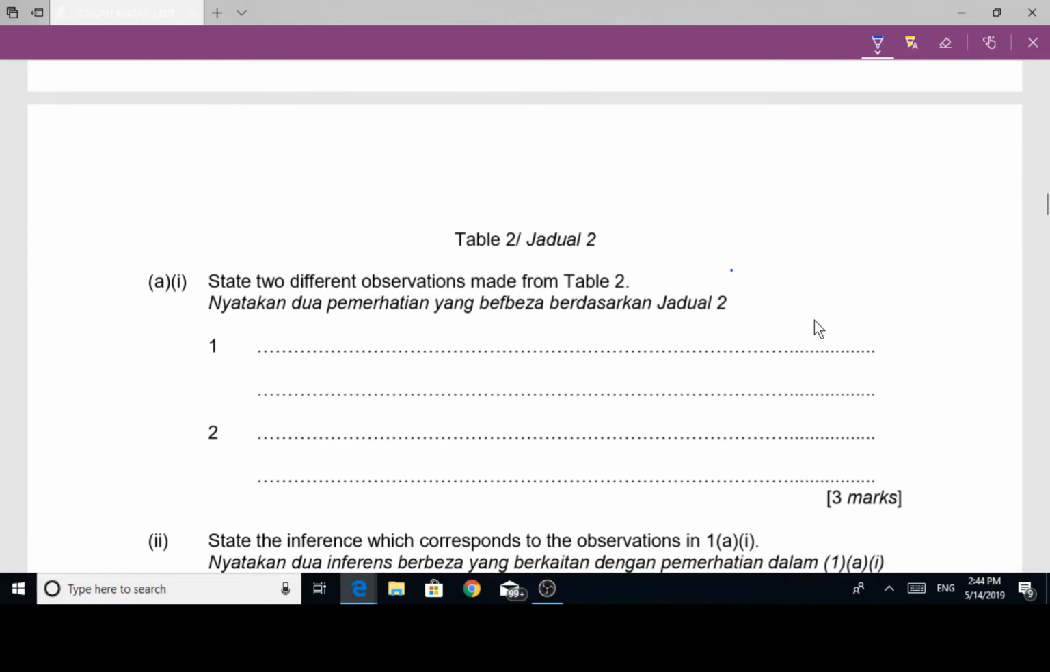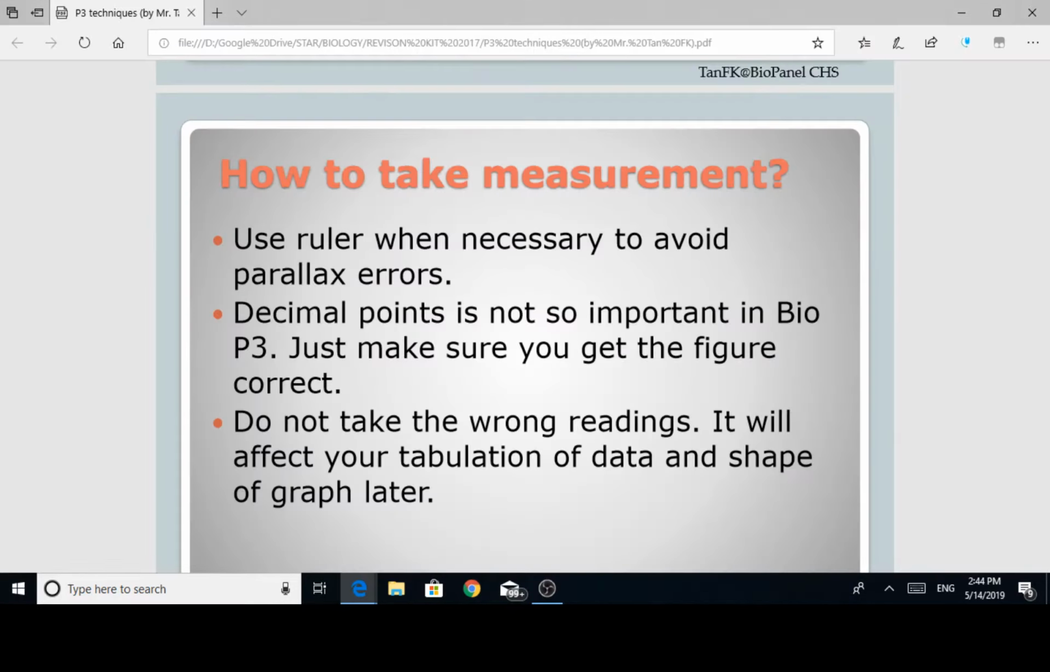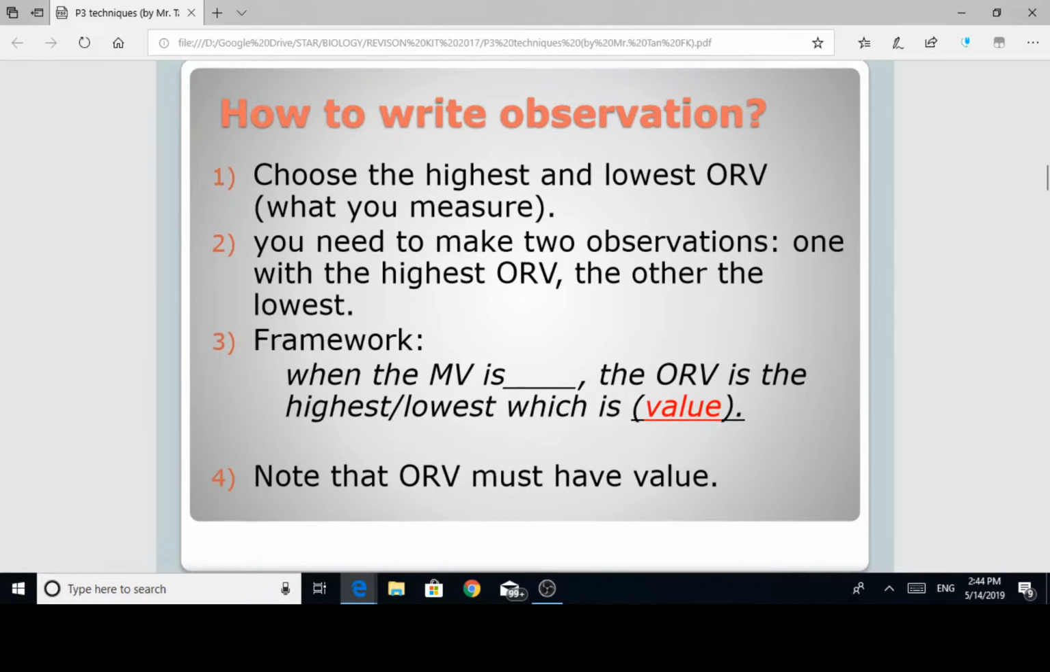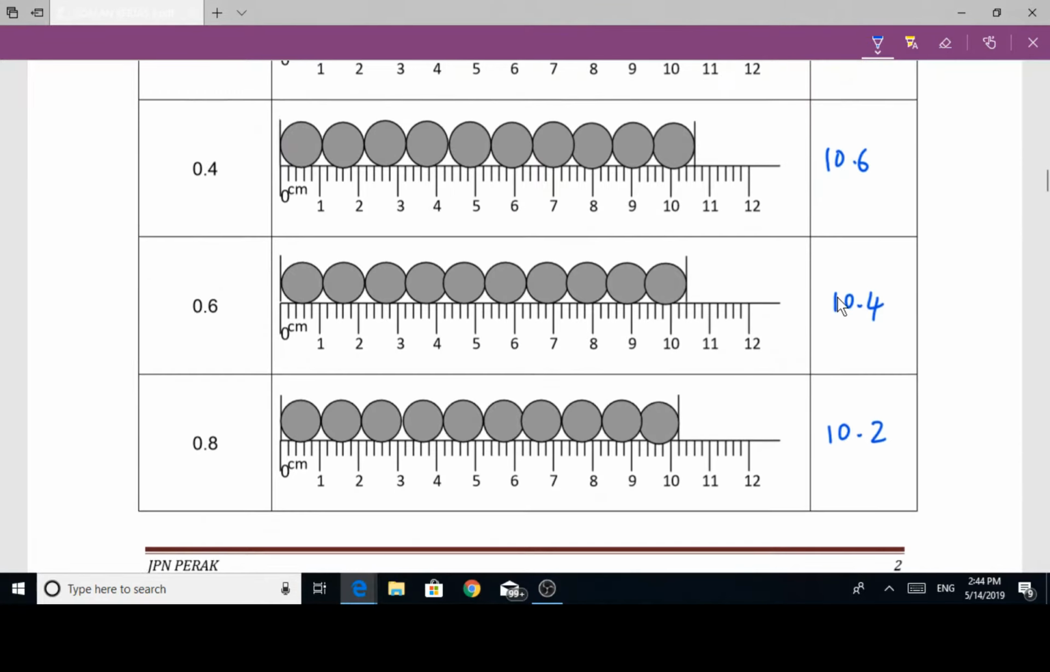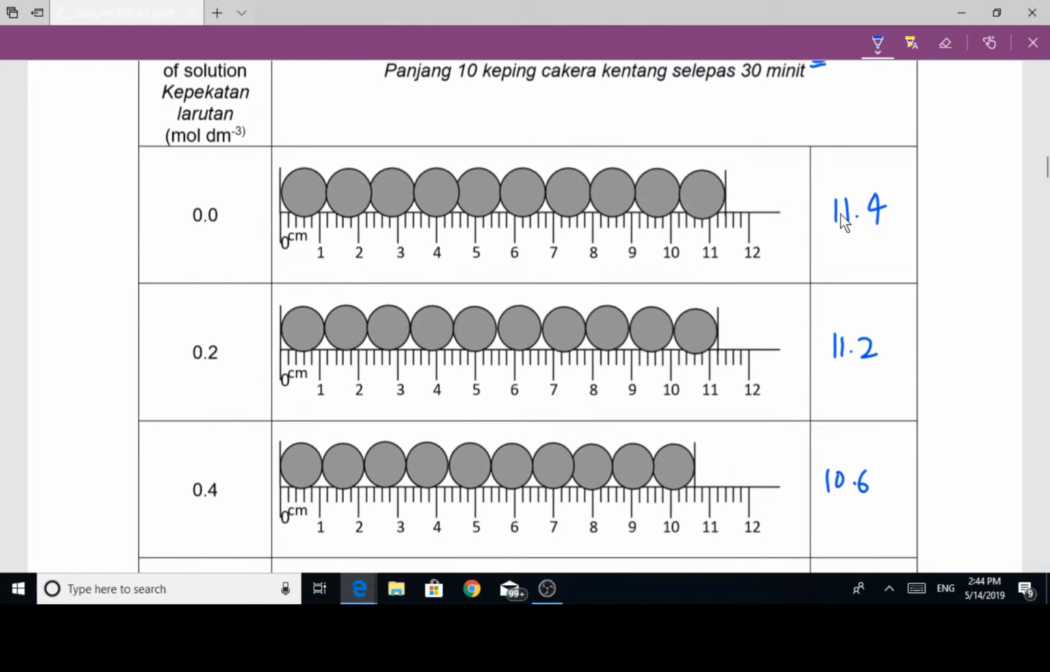Now A1, state 2 different observations made from table 2. So how do we answer these questions? Let's look at the template. Now, how to write an observation? Remember this framework. When the MV is, state the value, and the RV is the highest or the lowest. Okay, the most important thing is you have to mention the unit, the value together with the unit for the RV. So how are we to write 2 observations? We have to choose the one with the highest and the lowest RV. Right. So now come back to this. My lowest RV will be this, and my highest RV will be this.